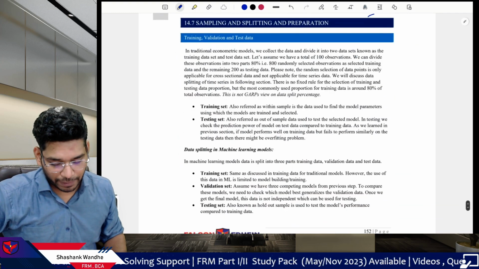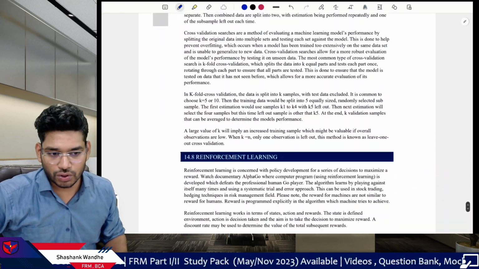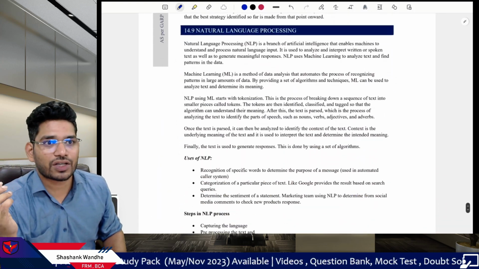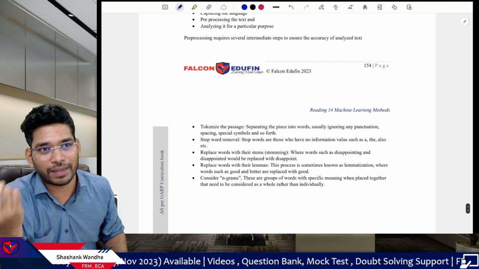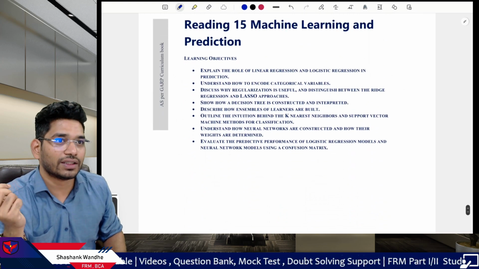Sampling and splitting and preparation, training, validation, and testing of the data. So all these points are important. Wherever you see bullet points, remember. Okay, then natural language processing, uses of NLP. I sometimes think GARP might also ask you basic questions like when you can use NLP and so on. So understand it.